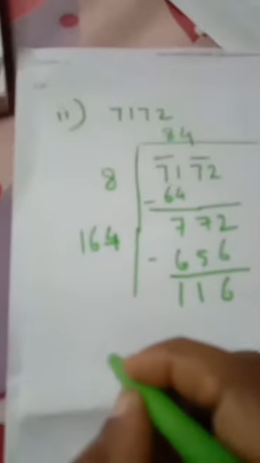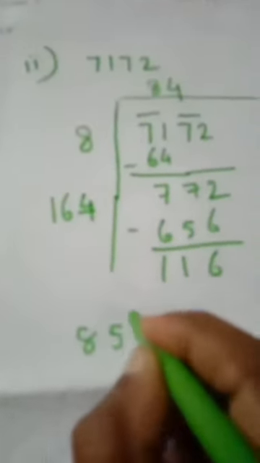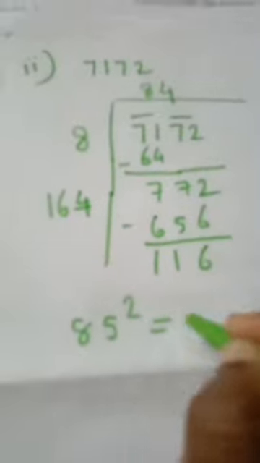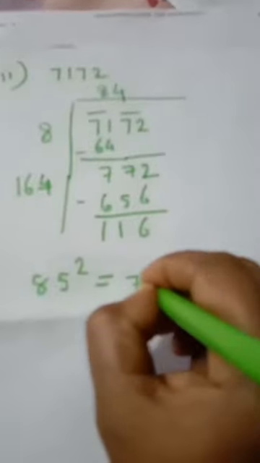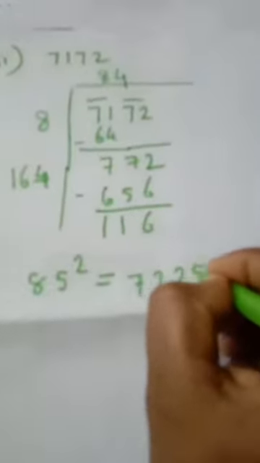Here 84 you know. So you find 85 square. Because here the answer we got 84. So 85 into 85, it is 7225. 85 square is 7225.